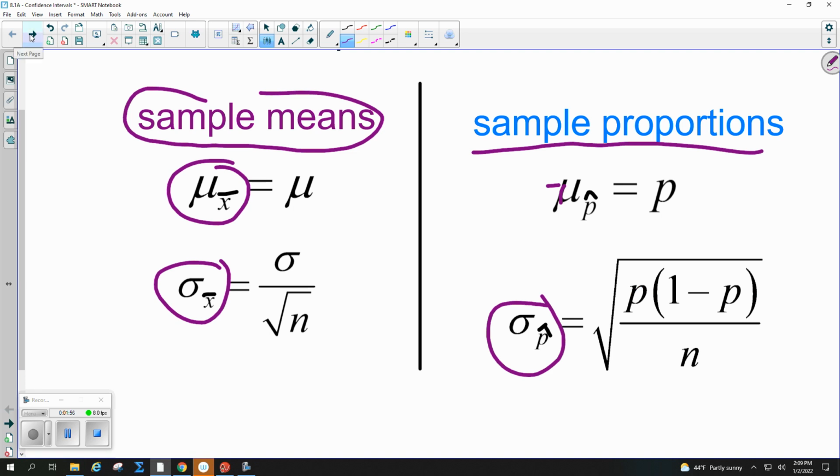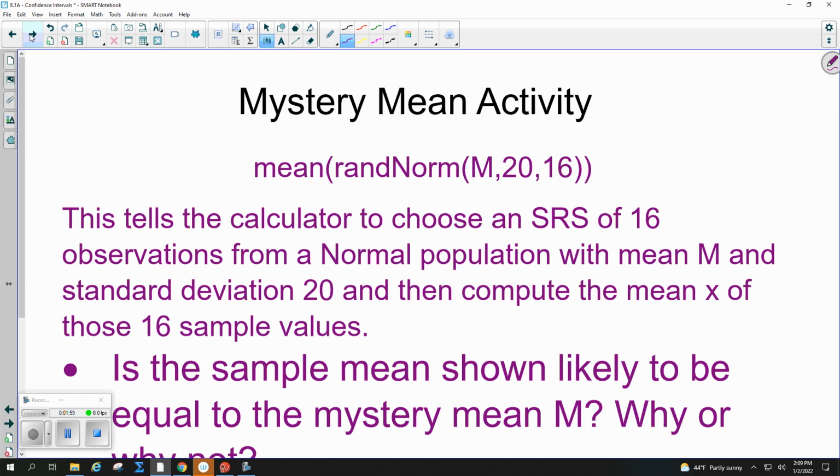Okay, so that's a review from chapter 7. Now we're going to see if you can guess the mystery mean. In my calculator, I stored M ahead of time, so you don't know what M is. M is the true mean from some population. We don't know what the population is, it doesn't matter; the true mean is just stored ahead of time. The 20 that I'm going to put in the calculator is the true standard deviation, or population standard deviation, and the 16 is the n, or the sample size.